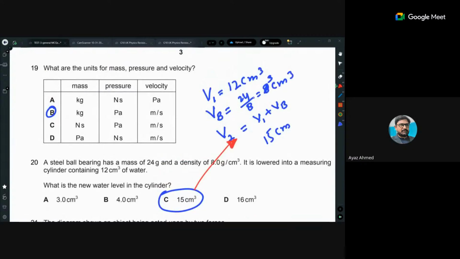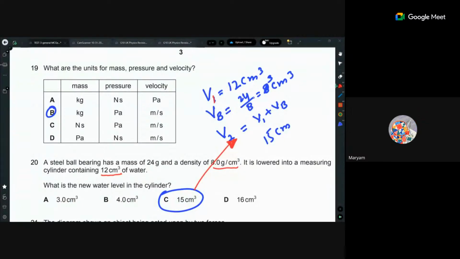For question number 20, a steel ball bearing has a mass of 24 grams and density of 8 grams per centimeter cube, and is lowered into a measuring cylinder containing 12 cubic centimeter of water. So what is the new level of the water? Yeah, this was a technical question, a little bit. So it is lowered in this one. It means V1, the initial volume in the cylinder, is how much? 12 cubic centimeter. Is it clear to you?